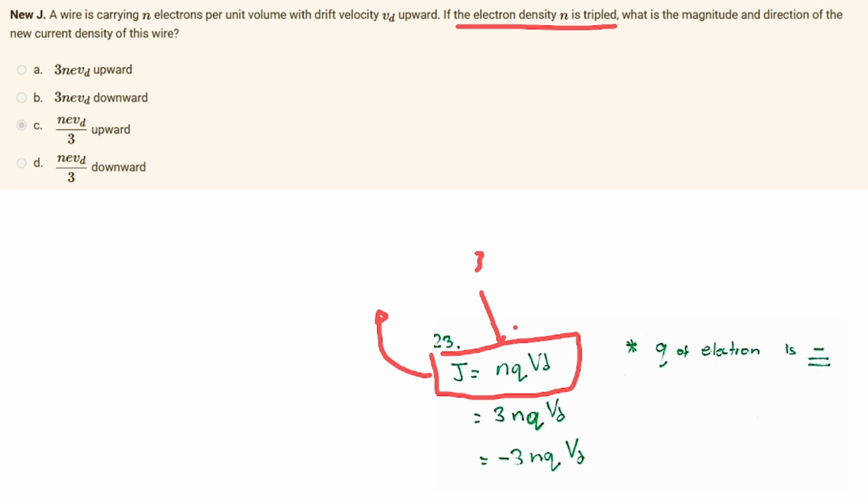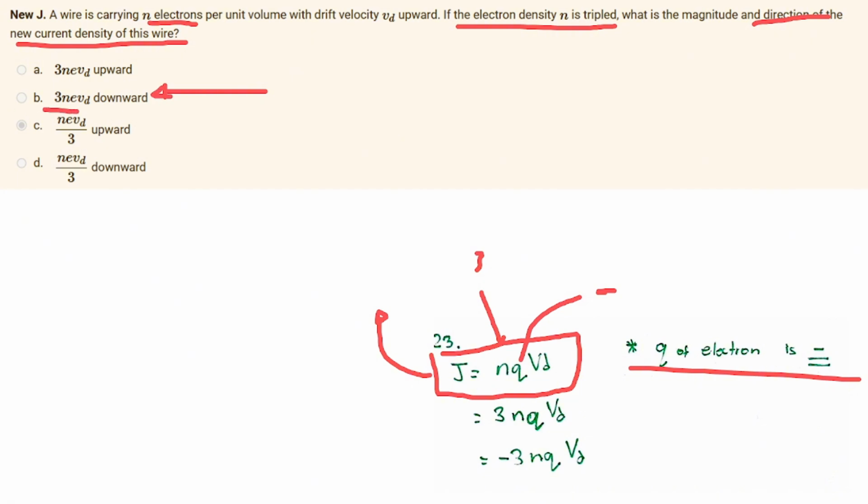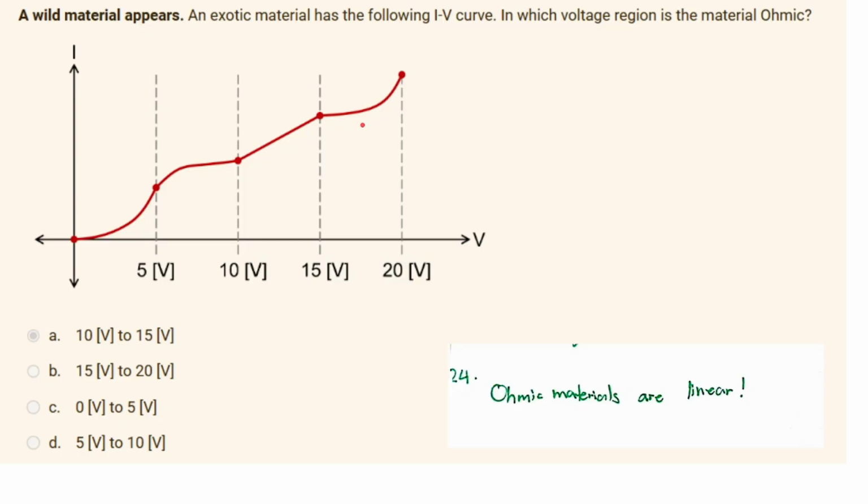But something to note is that Q, it says it is an electron. So that means the Q is negative. Electrons are negative. So that means that the direction of the new current density of the wire is also negative. So that's why it's 3nev_d downwards.